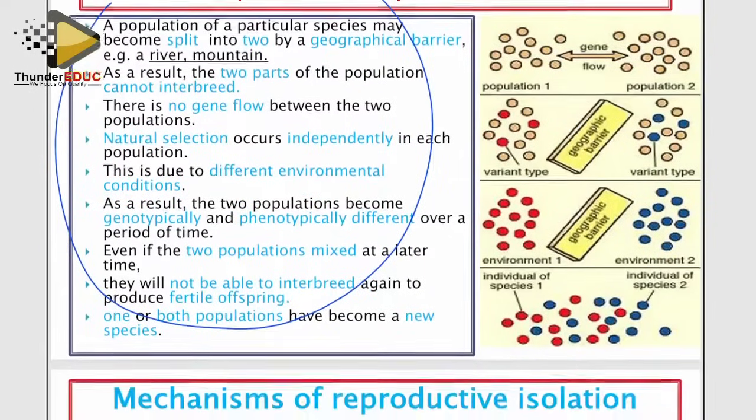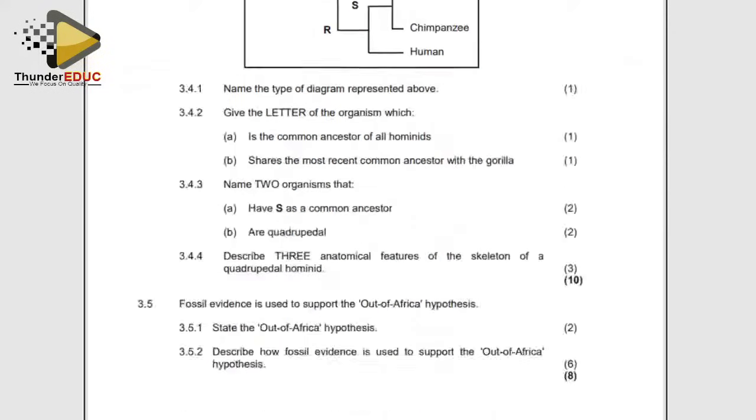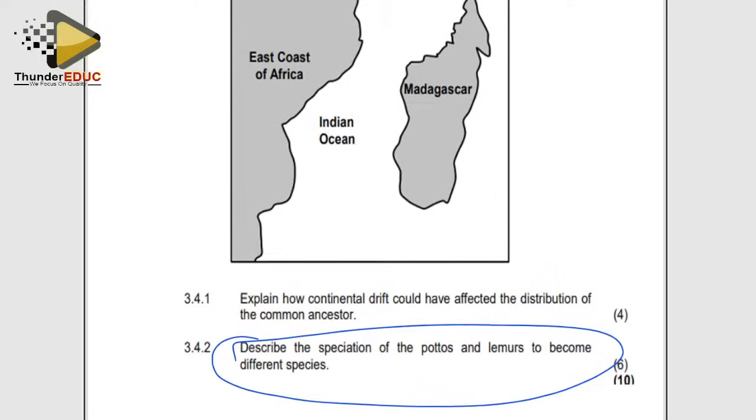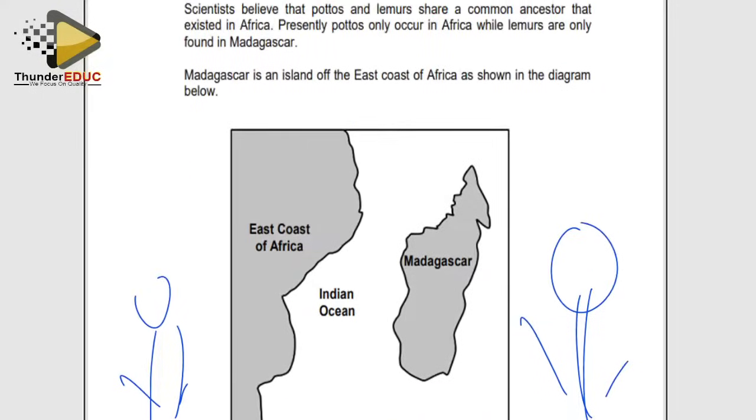So we are saying that a population of a particular species, you mention the particular species, you understand? Becomes split into 2 by a geographical barrier. You have to mention which geographical barrier it is. Let me show you this example. How to describe speciation of potos and lemurs. We can even bring these bobo plants, depending on the desire of the examiner. Describe how they became new species.